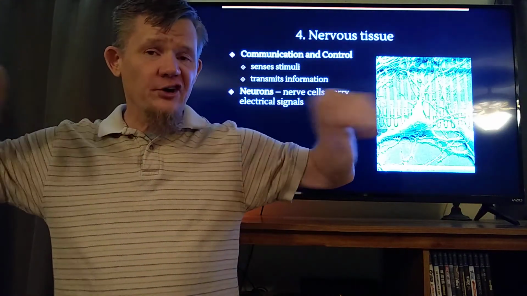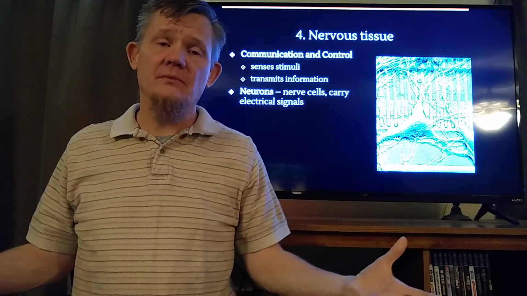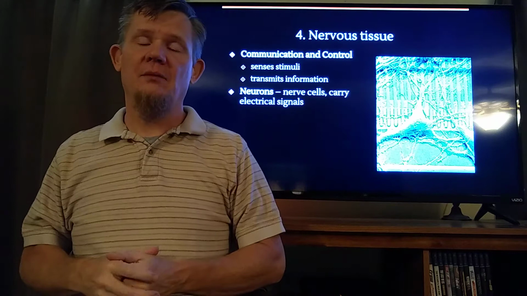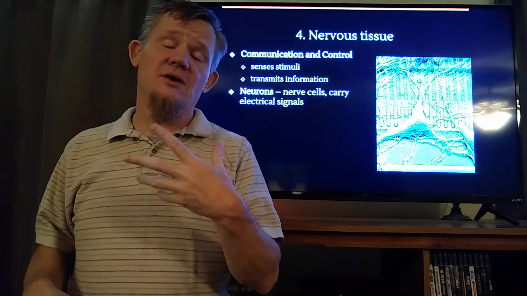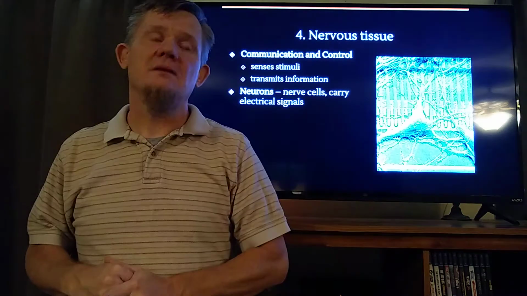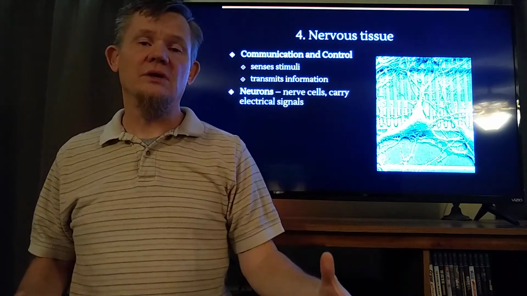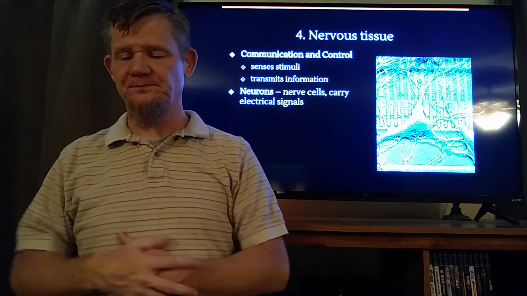Your nerves, your spinal cord and the nerves that go out to your body, that's also neurons. That's also nervous tissue. When you say brain, when you say spinal cord, when you say nerves, you're saying nervous tissue. The cell that does that job of communicating, of controlling, is the neuron. When you say nerve cell, you're saying neuron.